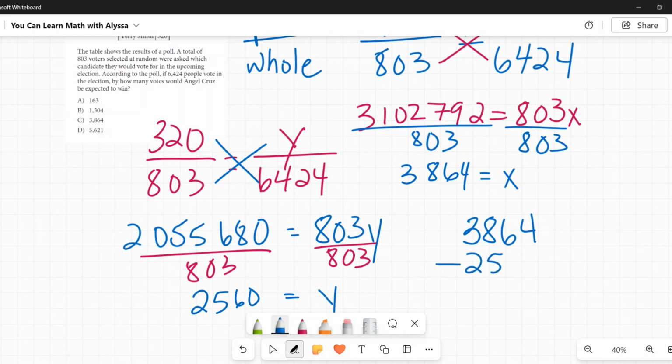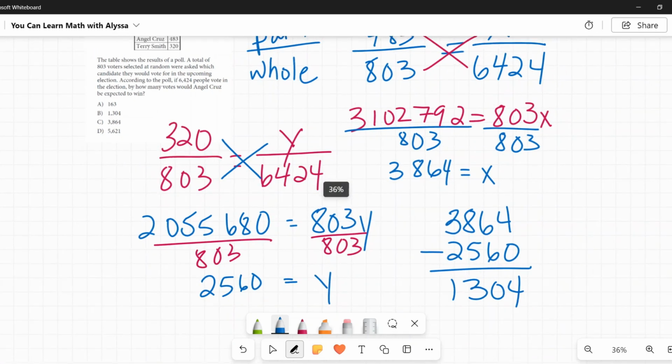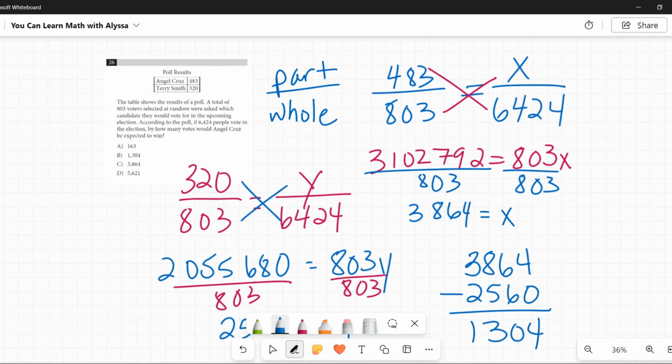Terry is predicting to get 2,560. And when I subtract those, I am going to get 1,304. So I'm estimating that Angel is going to win by 1,304 votes, which is B.